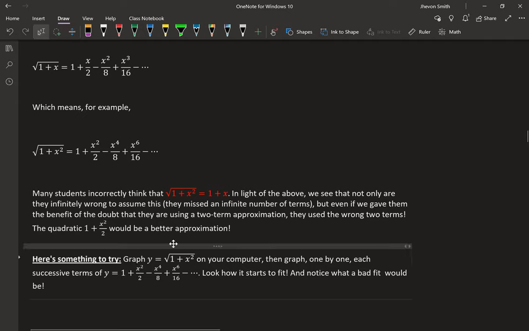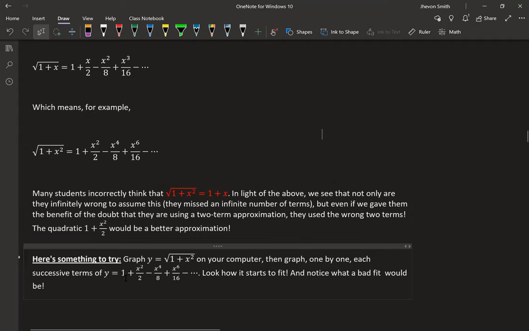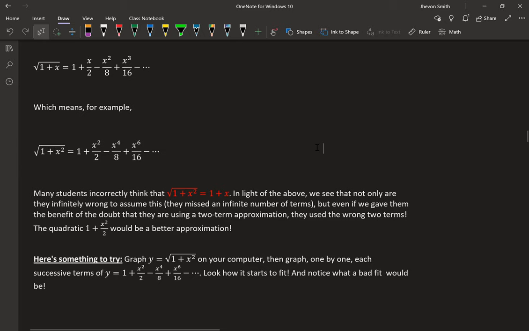And here's something that you should try on your own. Actually graph these guys. Draw a graph of y equals the square root of 1 plus x squared. And then draw successive terms of this. Start by drawing 1 plus x squared over 2 and see how close it fits. Then sketch 1 plus x squared over 2 minus x to the fourth over 8. You'll notice that it starts fitting closer. The more terms you graph, the closer the graph is going to fit to the graph of this original one. It's a really cool thing. You should try it on your own. It's going to be really cool. If you use desmos.com or something like that, graph.tk, you can do that.